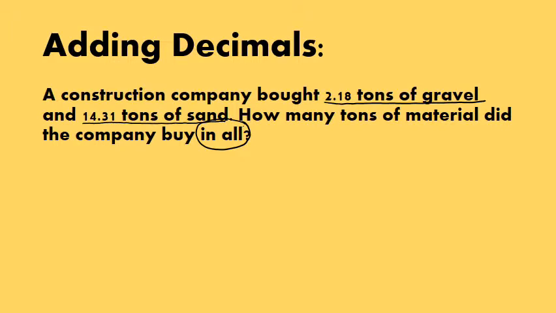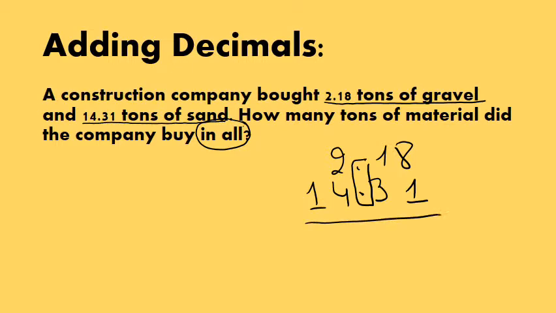First, we put 2.18. The decimal point has to be over the decimal point. So we have here 2.18 plus 14.31. The decimal points should be over each other. 1 plus 8 equals 9. We put the zeros at the place. 1 plus 3 is 4. We put the point. Then 2 plus 4 is 6. And 1 plus 0 is 1.